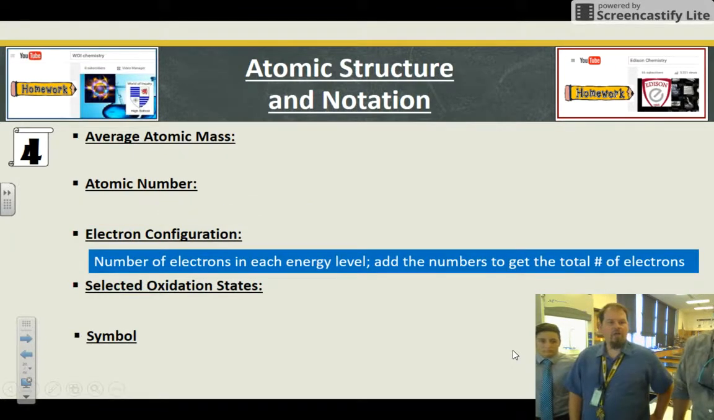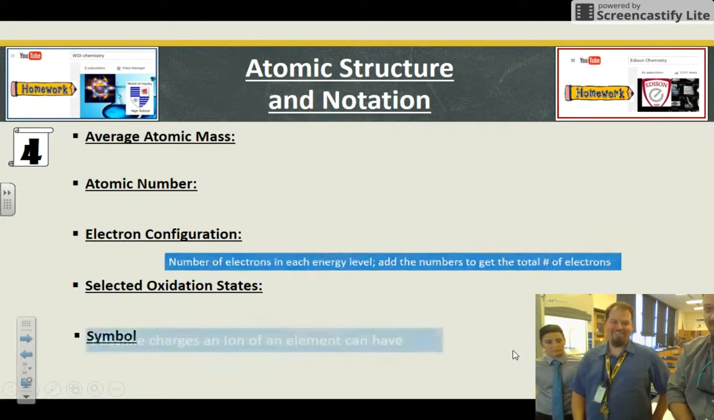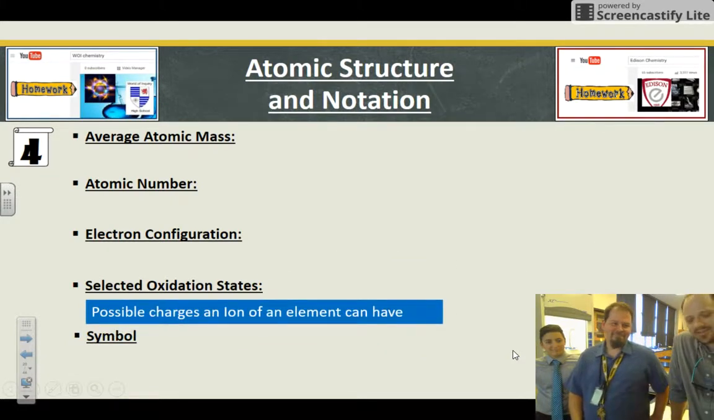Electron configuration tells me the number of electrons in each energy level. Add the numbers up to get the total number of electrons, of course. The number of numbers that are there tells you how many energy levels, and which period it belongs in on the periodic table. Anyways, I get ahead of myself.